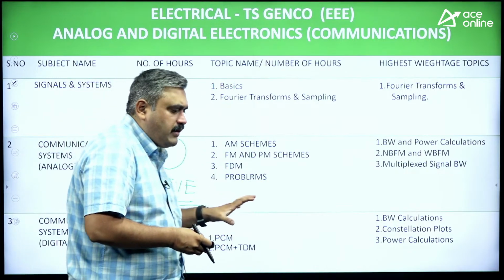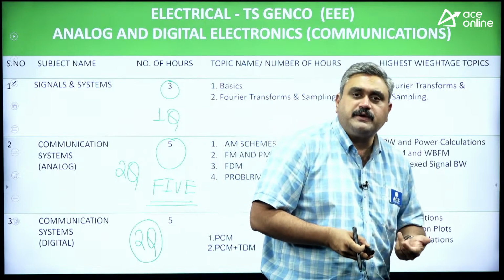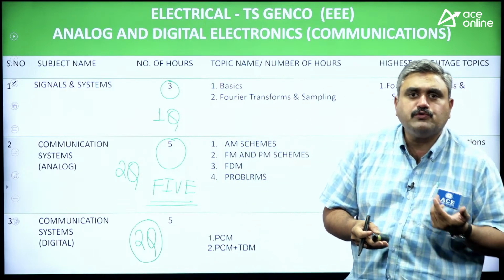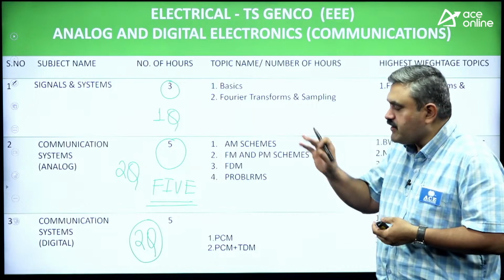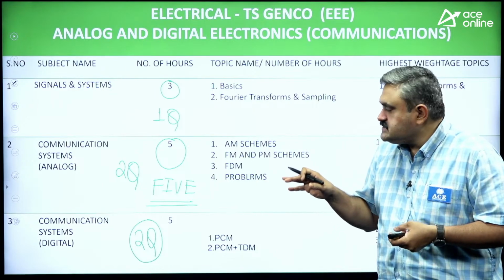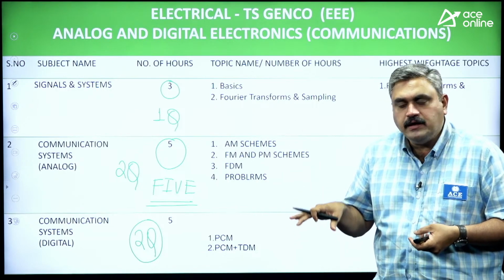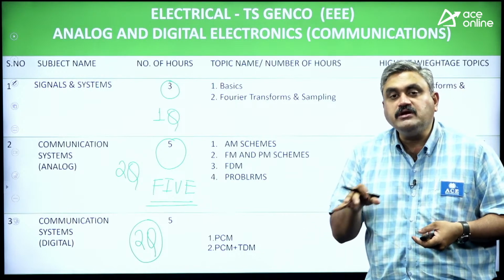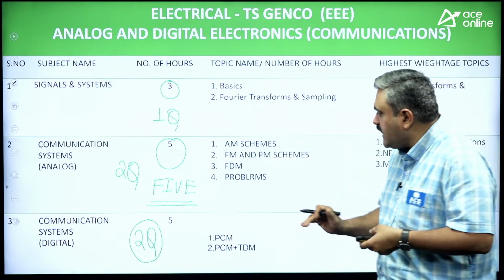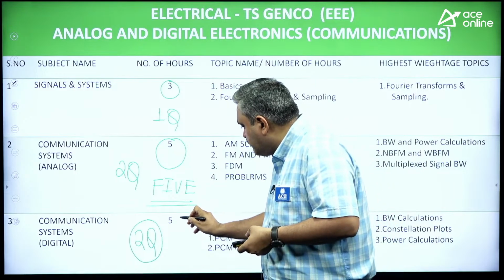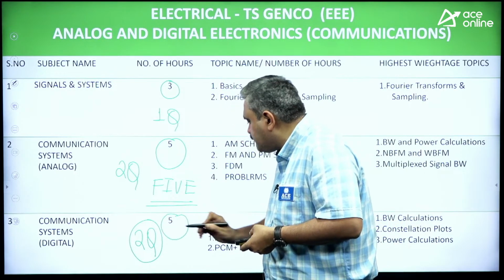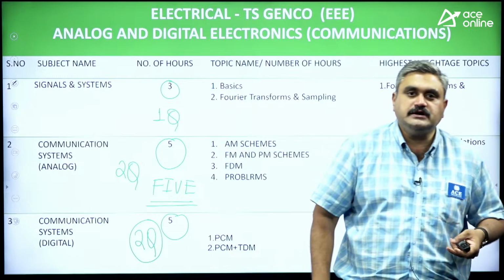So maximum, as per my expectation, you can get around 4 to 5 questions: 1 question from the fundamental area, 2 questions from the communications analog part, and 2 questions from the communication digital part. The time I am allocating here is 3 hours for fundamentals, 5 hours for analog and 5 hours for digital.